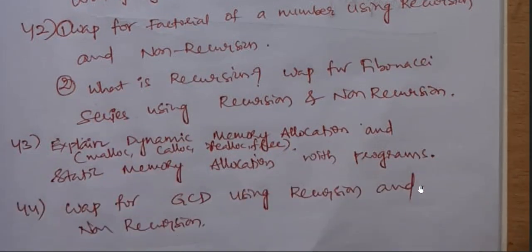Okay. Next, explain dynamic memory allocation, or sometimes they will ask a short question as dynamic memory allocation, DMA. Sometimes they will ask a short question as static memory allocation. If we combine both, then it will make a long question. Dynamic memory allocation functions: malloc, calloc, realloc. On these they will ask to write a program.